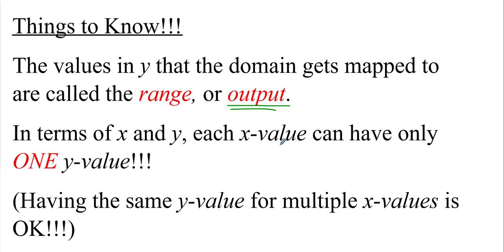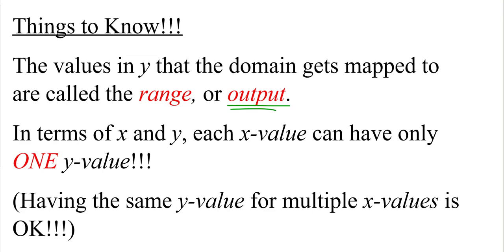What actually makes a function in terms of x and y is hugely important. Each x value can only have one y value. Having the same y value for multiple x values is certainly okay, but if you have the same x value, it cannot have two different y values.